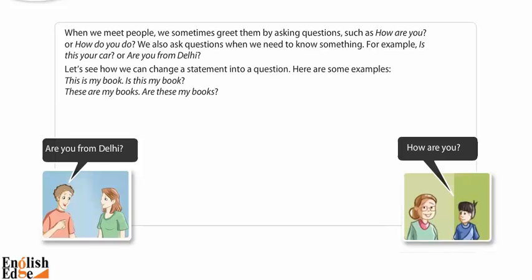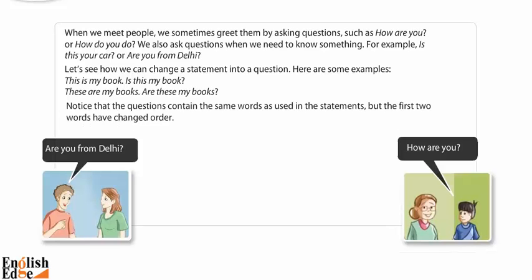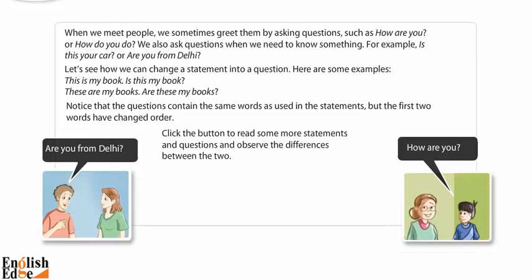Let's see how we can change a statement into a question. Here are some examples. This is my book. Is this my book? These are my books. Are these my books? Notice that the questions contain the same words as used in the statements, but the first two words have changed order. Click the button to read some more statements and questions and observe the differences between the two.